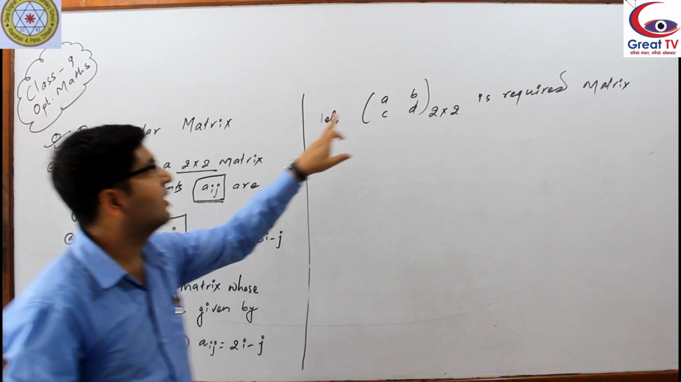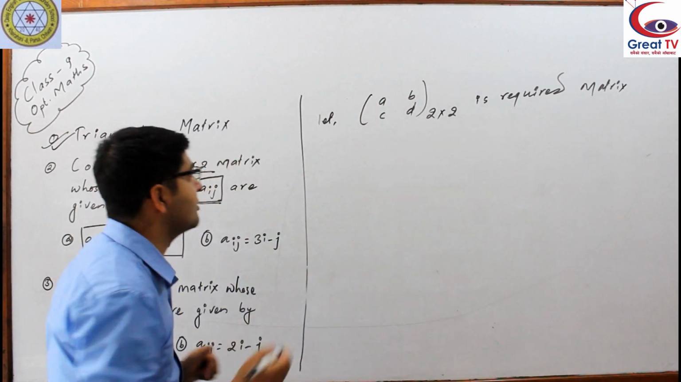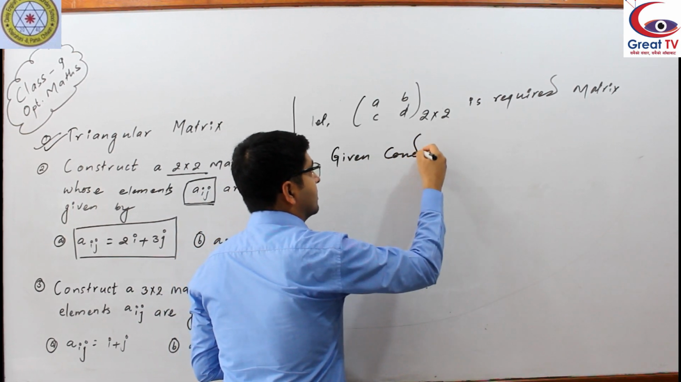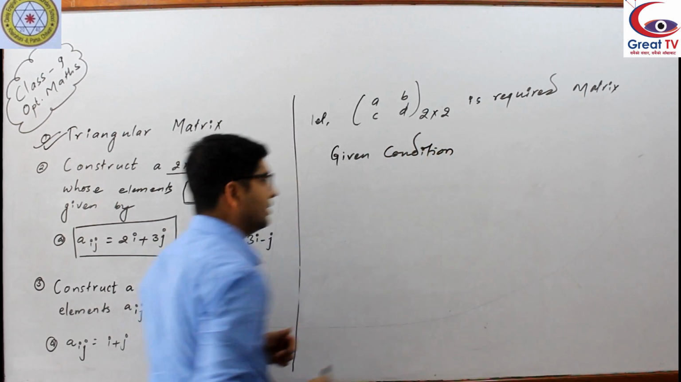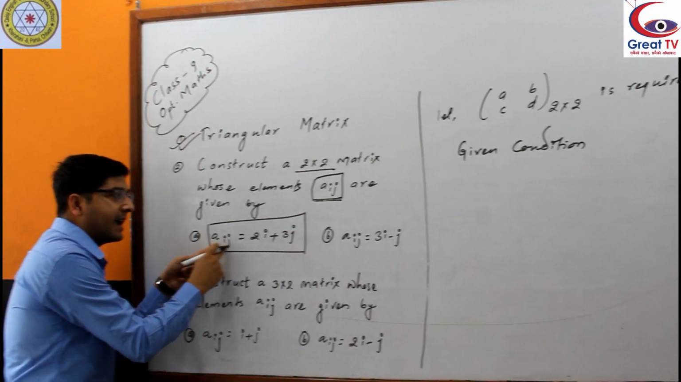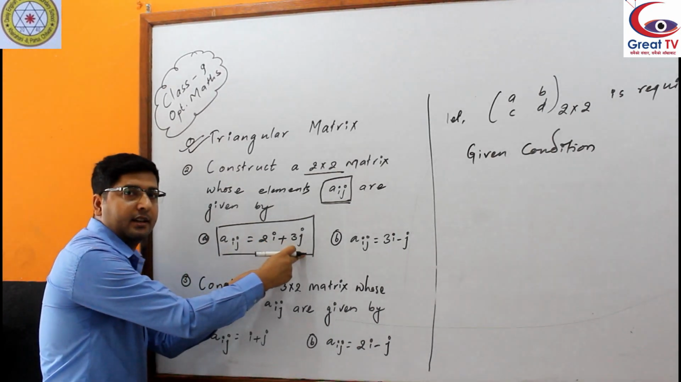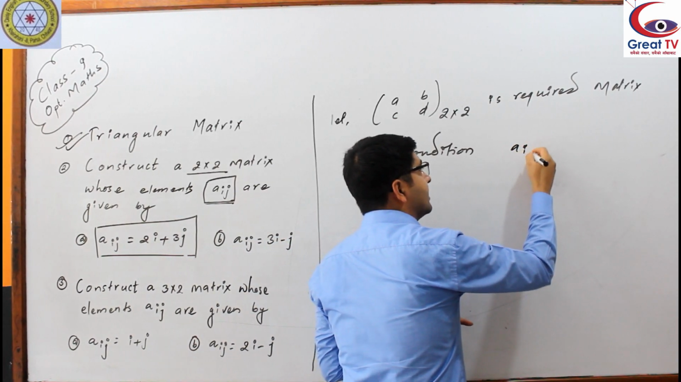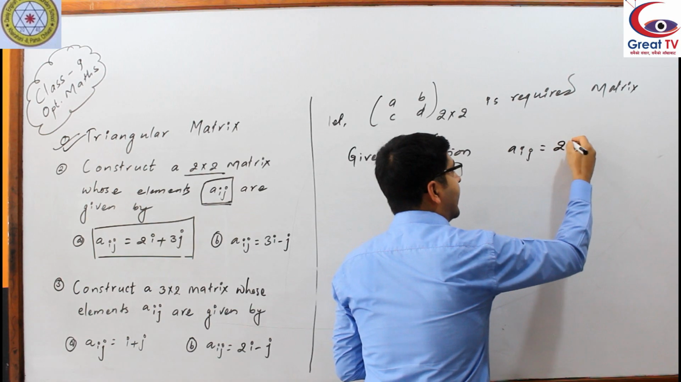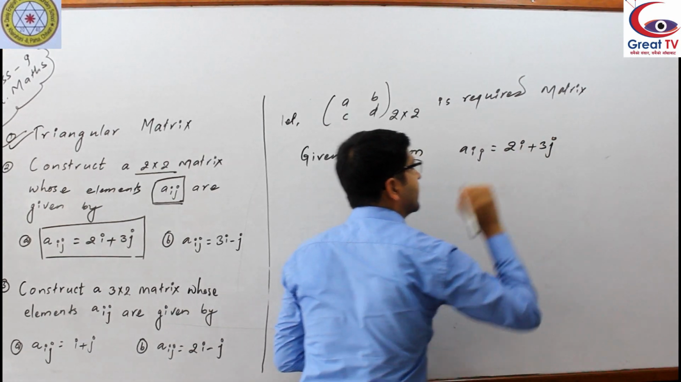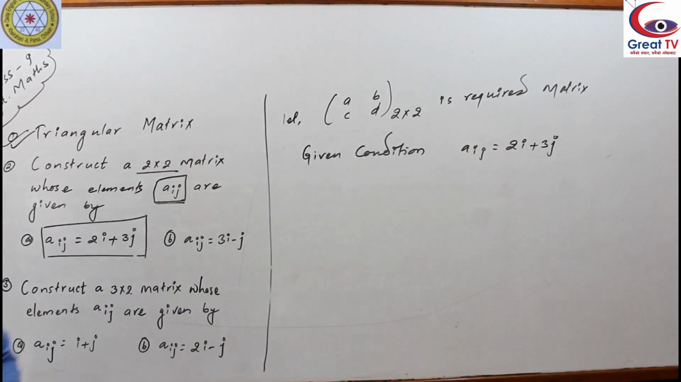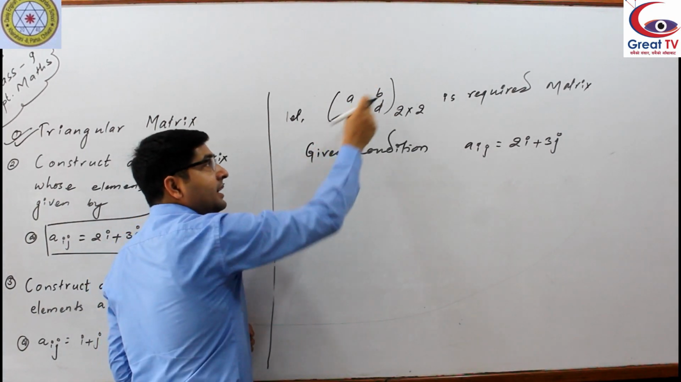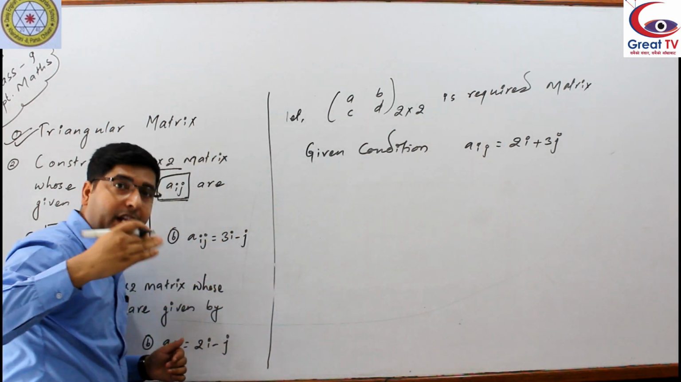Now you have to find out the value of A, B, C, D. We have been given one condition, that is aij equals 2i plus 3j. Now we have 4 entries A, B, C, D, and you have to find out their values.